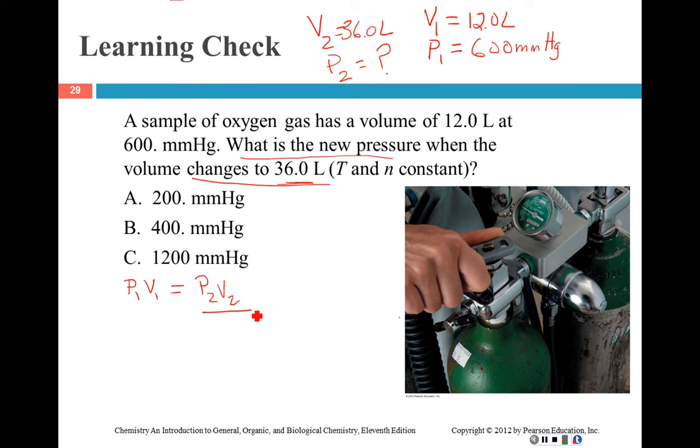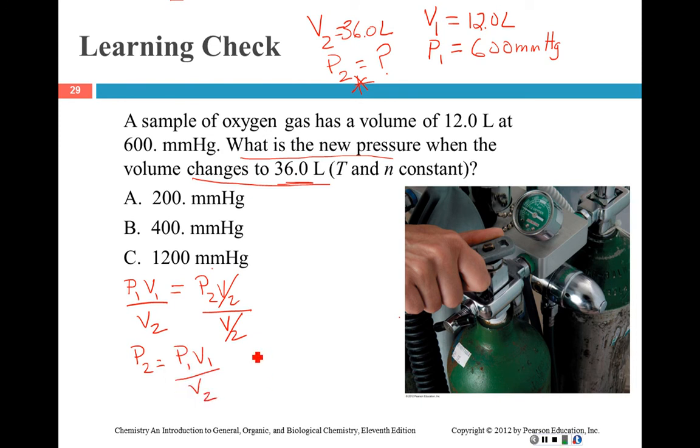I know this is dragging some of y'all, but you can just fast forward me. You'd have to divide by V2 on both sides. That's how the V2 gets over here, because then the V2's cancel on this side, leaving you with P2, which is what we're looking for right there. So that rearranges to P2 equals P1 V1 over V2.